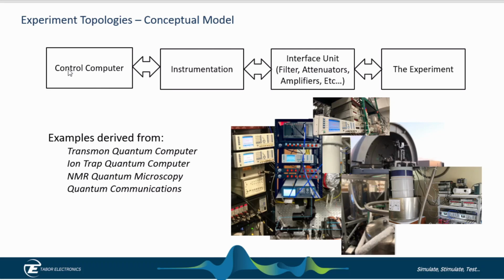And these arrows represent it's a two-way street. So once we've stimulated the experiment, then we're going to wait for the measurement. And so it would go again through another set of filters, attenuators, and amplifiers in our interface part. The instrumentation would analyze that, and the control computer would turn it into something meaningful that you could publish as part of the results of the experiment.